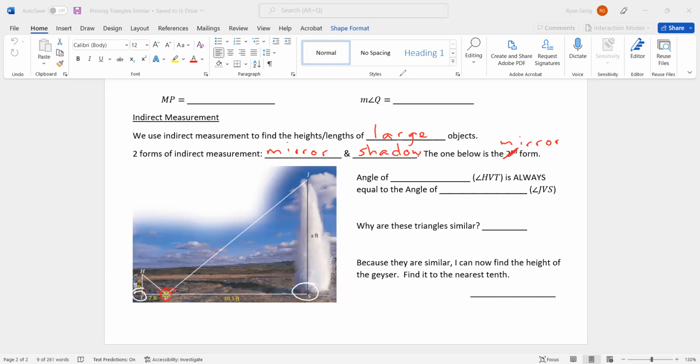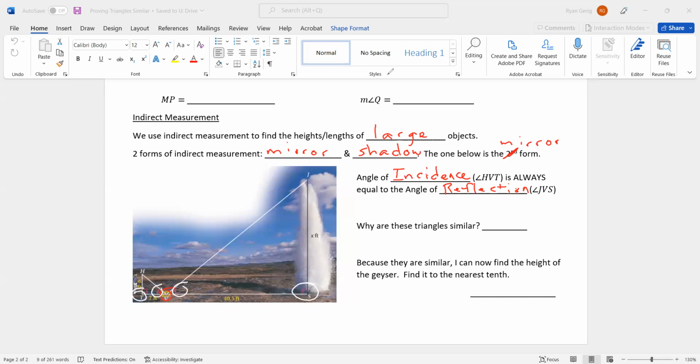The angle of incidence, which is angle HVT. So the angle made by looking down at the mirror from his eyes, that's the angle of incidence, is always equal to the angle of reflection. In this case, that's angle JVS. So from the top of the geyser to the mirror down along the ground. Okay, so again, I'll get the white. This angle is congruent to this angle.